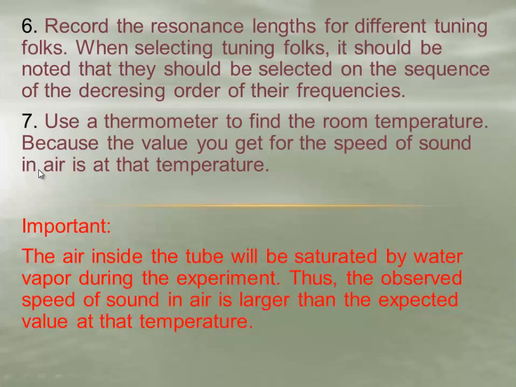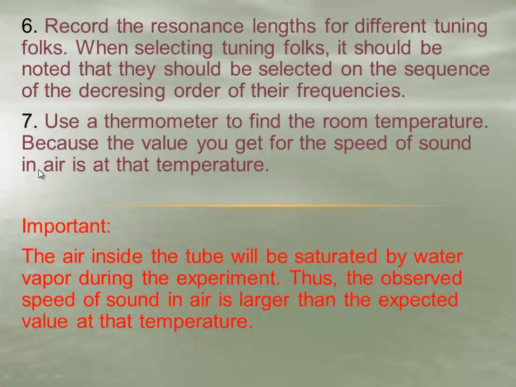If you want to measure the speed of sound in air for another temperature, say you are doing the experiment at 30 degrees Celsius or 303 Kelvin, but you want the speed of sound in air at 27 degrees Celsius or 300 Kelvin, you can use the relationship between the speed of sound in air and the temperature. So you have to find the temperature as well.